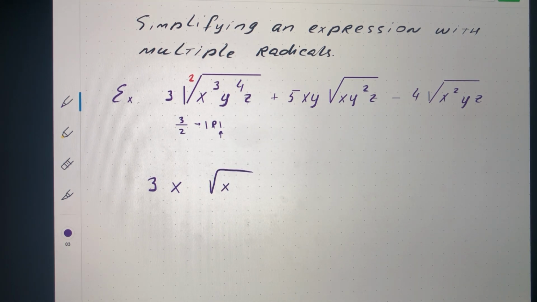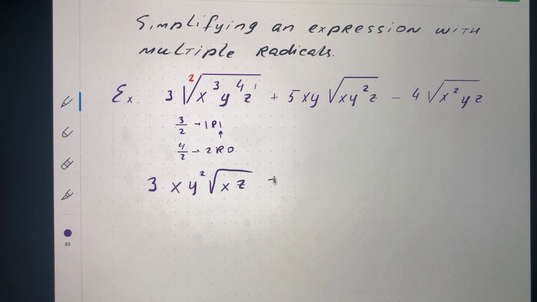For the y, 4 divided by 2. 4 divided by 2 is 2, remainder 0, which means we have 2 y's on the outside, none on the inside. Z is to the first power, 2 does not go into 1, so we leave the z on the inside.